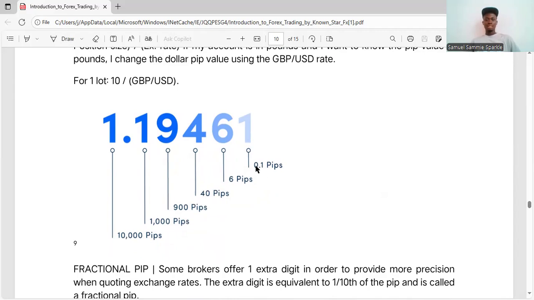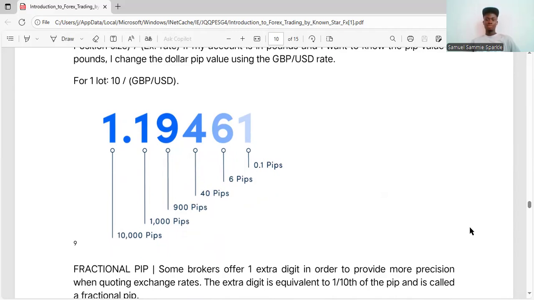Just like you can see right here, we have 5 decimal points, and the fifth one is what? 0.1 pips. The second decimal point, which is this 6 right here, is 6 pips. The third one gives you 40 pips. The fourth one is 900 pips. The fifth one is 1000 pips. And the first one before the point is 10,000 pips.